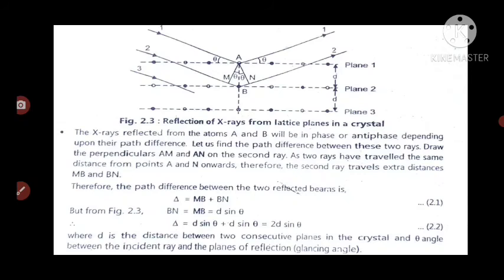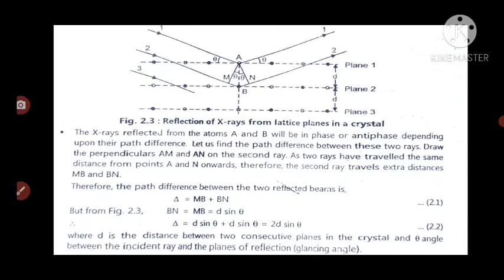and that path difference, denoted by delta, is equal to MB plus BN. Here BN equals MB equals d sin theta, because the angle created at point A is theta, and by the property of sine, it is the opposite side divided by the hypotenuse, where d is the interplanar distance. So the path difference is d sin theta, and adding d sin theta plus d sin theta, the total path difference is 2d sin theta.